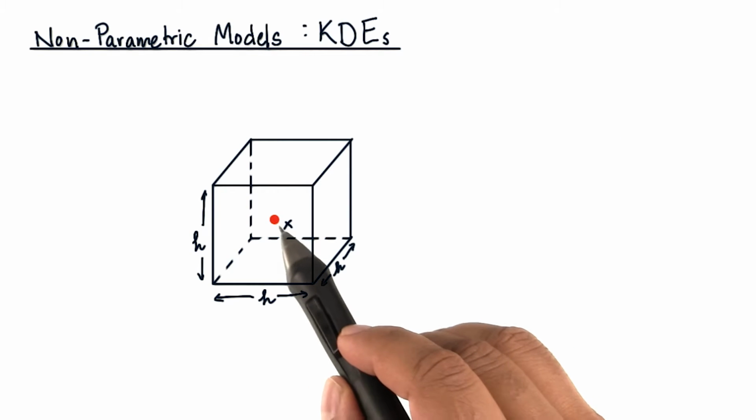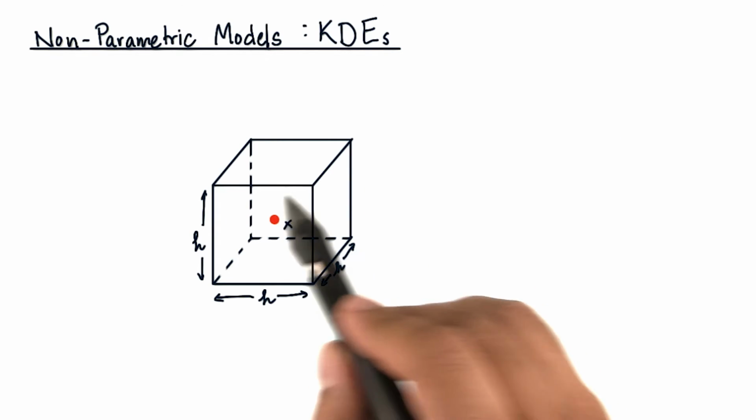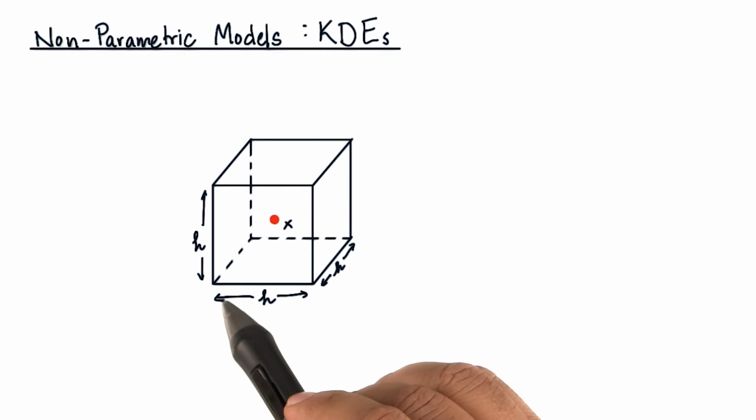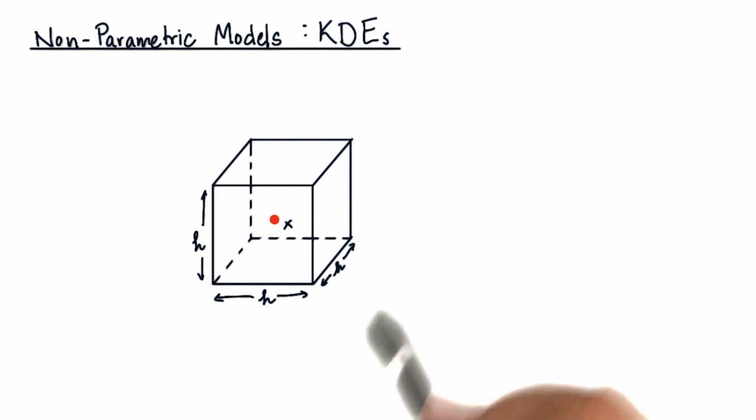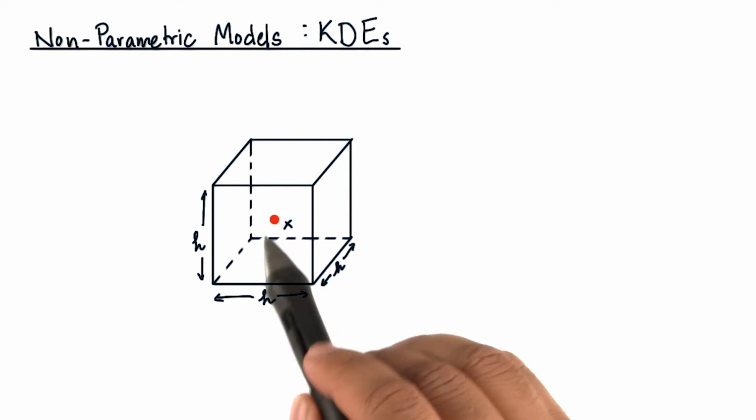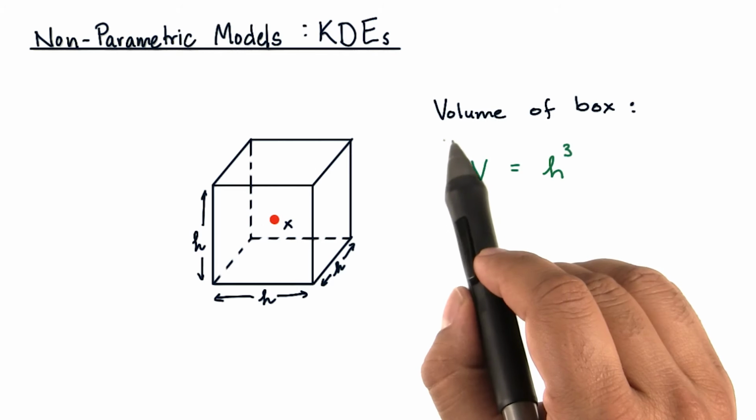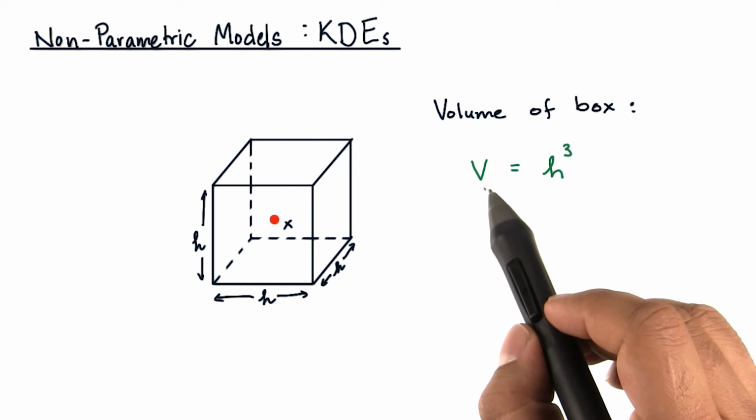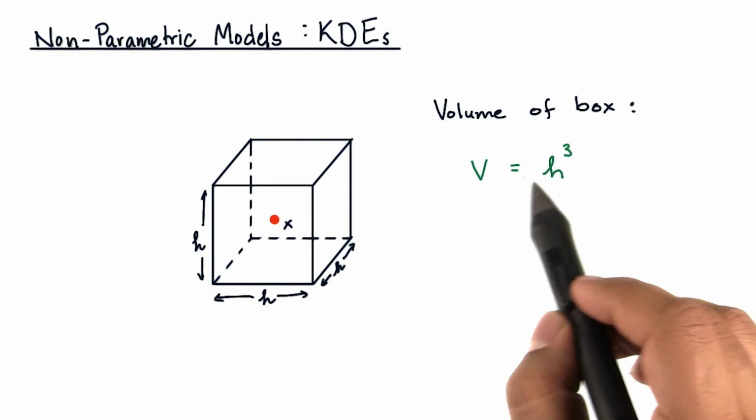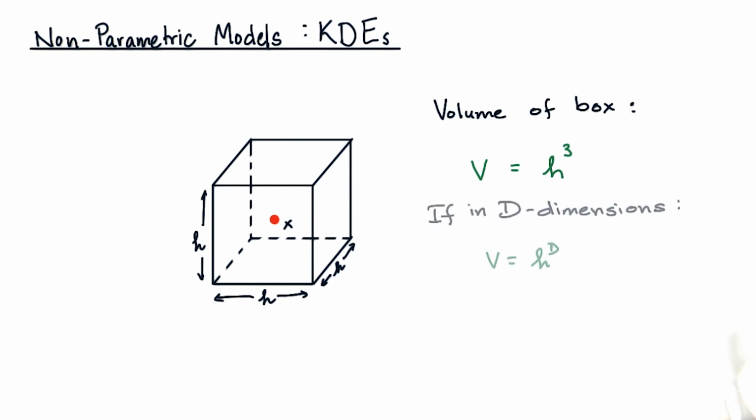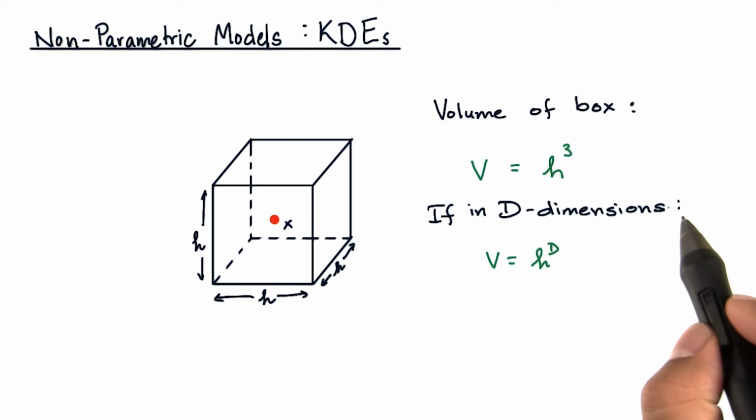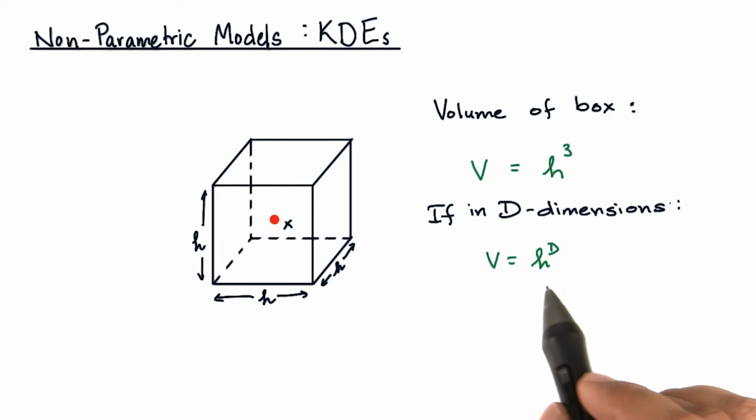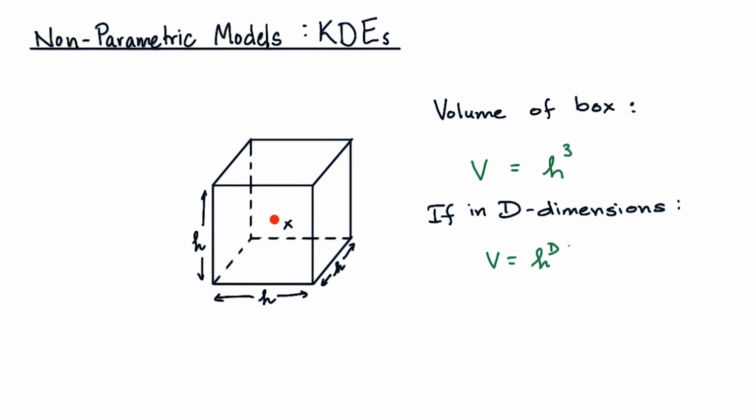Let's start with some data point x. Now imagine a cubic box with sides h and the point x inside it. We can write the volume of this box of side h given by volume v equals h cubed. Now if we are in a d-dimensional space, the volume would be h raised to the power of d.